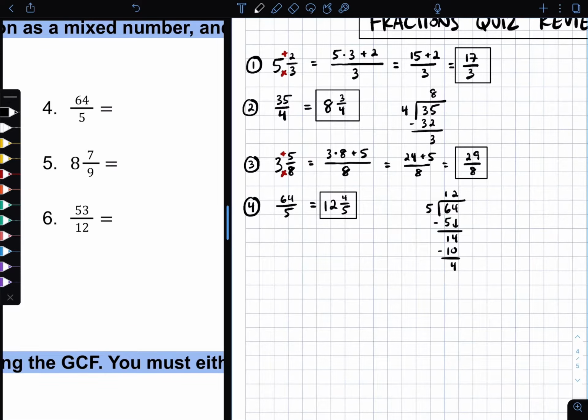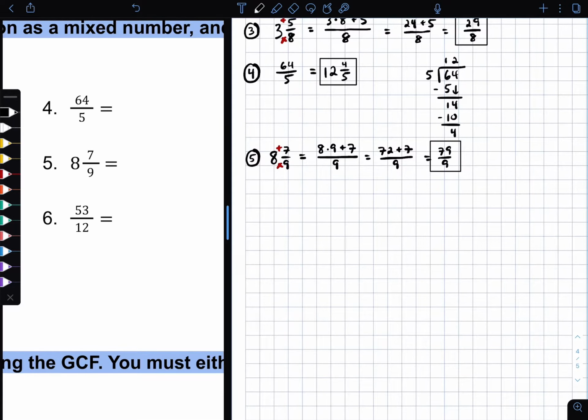For number 5, let's see, I think I need a little bit more space. I just don't want to cramp it up too much. So we have 8 7/9. And so let's see, we have to say 8 times 9, that's how many of those parts we'll have, plus 7 more of those parts. So just to write this out clearly, it's going to be 8 times 9 plus the 7, and that's going to be how many ninths we have. So 8 times 9, that is 72. 72 plus 7, that's how many ninths we have, and 72 plus 7 is 79. So 79 ninths is the same thing as 8 7/9. That's good enough. Okay, moving on to number 6.